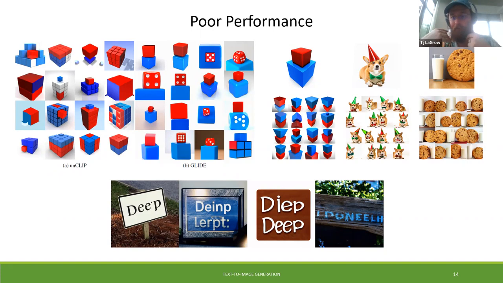And then below, they really struggle with text prompts. The prompt at the bottom is a sign that says deep learning, and these are their examples of not being able to perform well with that.